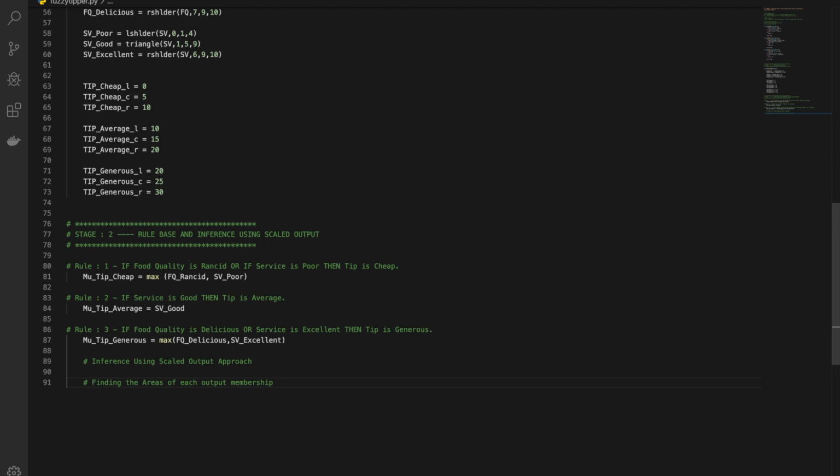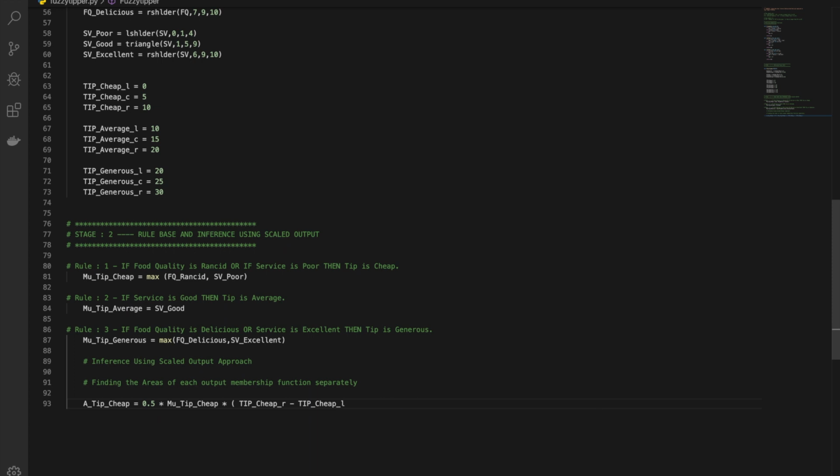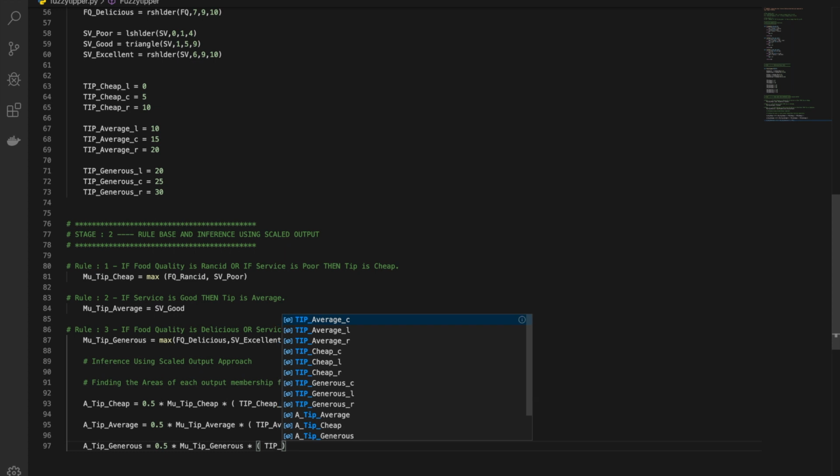We have to find the area of the mu which we found in the rule base. So we'll just say 1/2 times the mu we got from the rule base, and we will multiply that with the right edge of the particular triangle minus the left edge of that particular triangle, and we'll do that for each of the rules. So we will have 3 equations. They are basically half into base into height, so the area of a triangle.